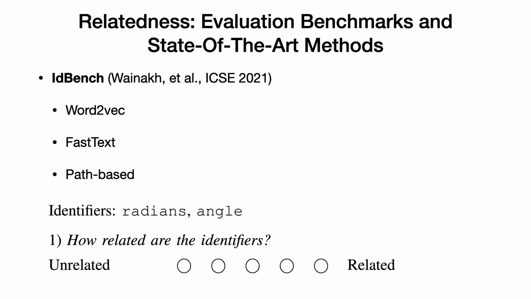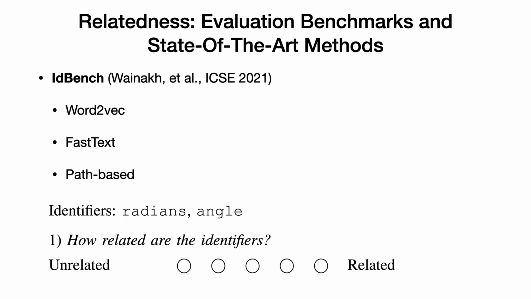So this work called IDBench at last year's ICSE proposed to evaluate the state-of-the-art machine learning-based methods in terms of how they align with human developers' judgments of variable meanings. And relatedness is one of their benchmarks. So they ask human developers to rate how related these identifiers are. In this example, it's radians and angle. So they are related. As another example, i and j are also related.